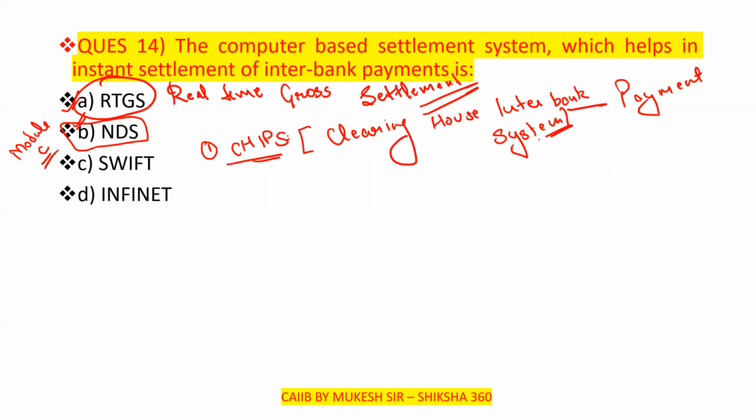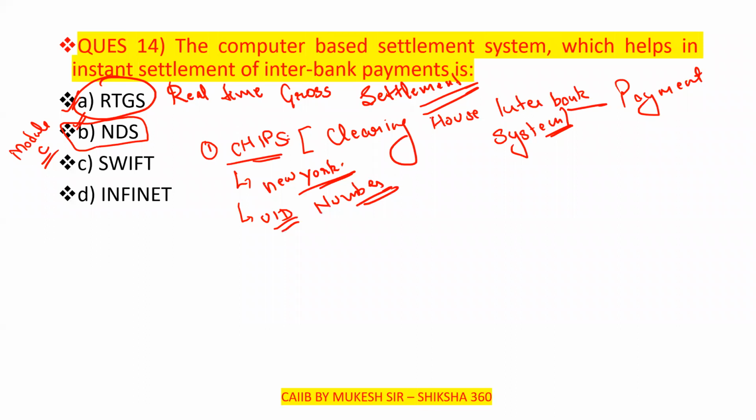Clear? It is operative mainly in New York. And it uses the UID number. Please remember that it uses the UID number to identify the beneficiary account. Clear?